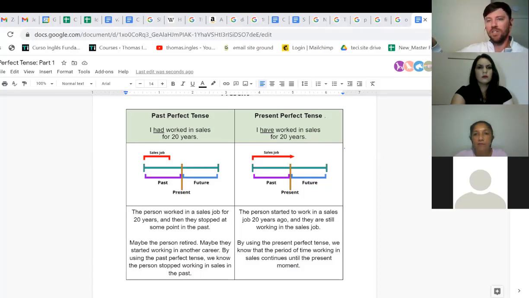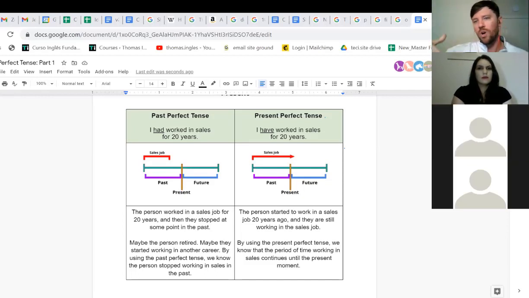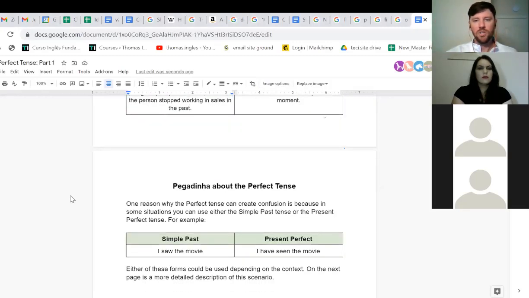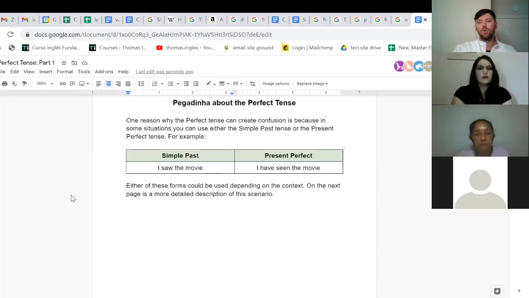I have worked in sales means that I'm still doing it until today. Until today, I'm still knocking on doors, trying to sell something. Hey, you like this water bottle? Beautiful, right? I'm still working in sales. So I have worked in sales for 20 years. It's continuing until the present if we use the present perfect tense. So that's just a little kind of comparison there. Those are two separate situations or two examples of using the perfect tenses.